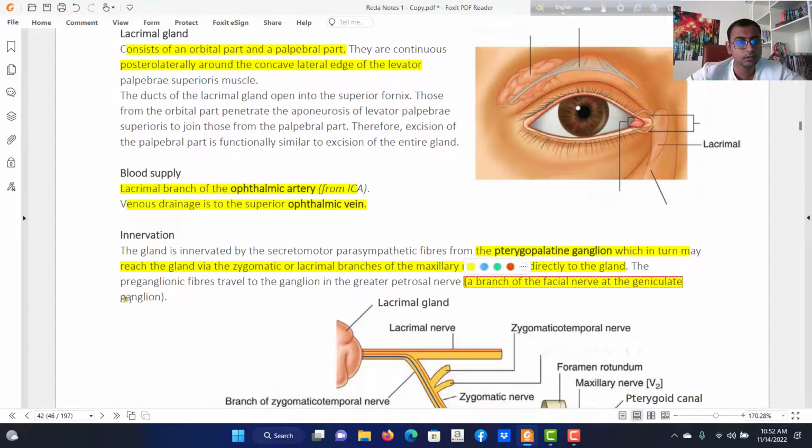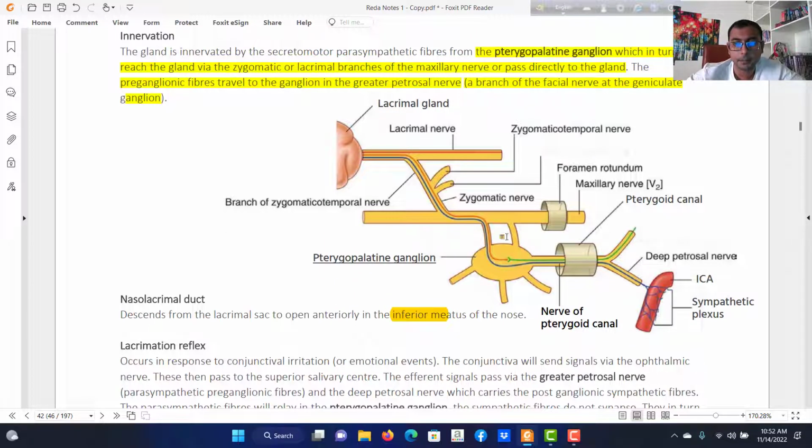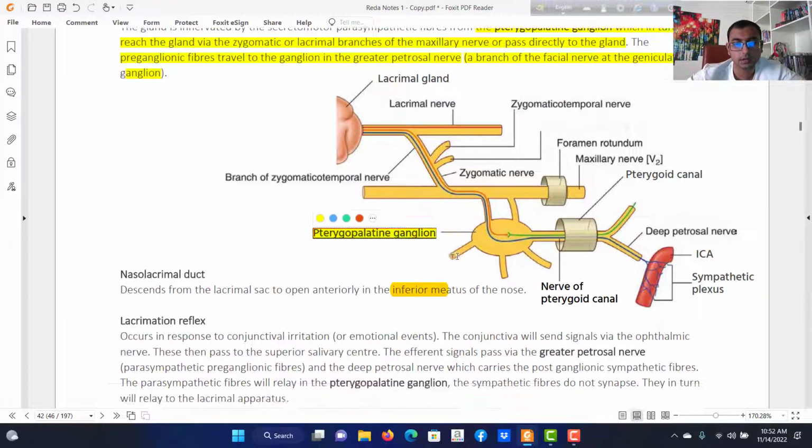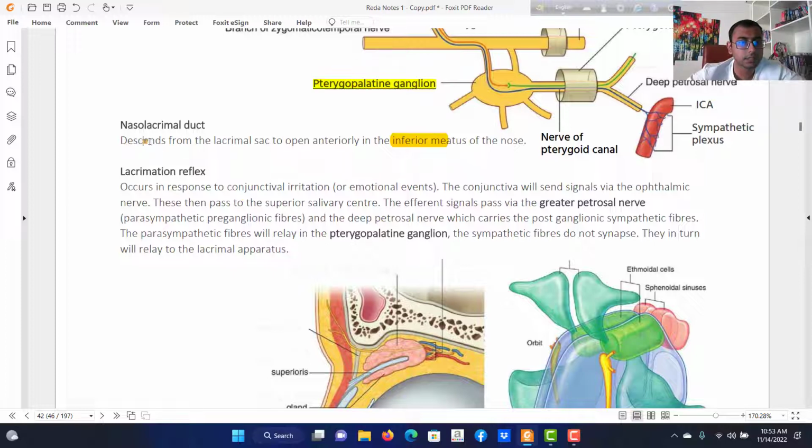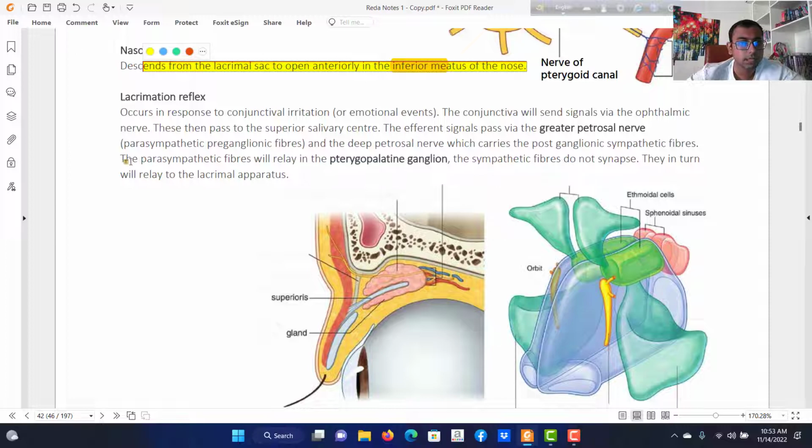The geniculate ganglion gives supply to the lacrimal vessel. That is also pterygopalatine ganglion or geniculate ganglion. Here, the pterygopalatine ganglion. The nasolacrimal duct descends from the lacrimal sac and opens into the inferior meatus of the nose. Parasympathetic fibers relay in the pterygopalatine ganglion. Efferent signals pass via the greater petrosal nerve, and the sympathetic fibers do not synapse, they relay to the lacrimal apparatus.